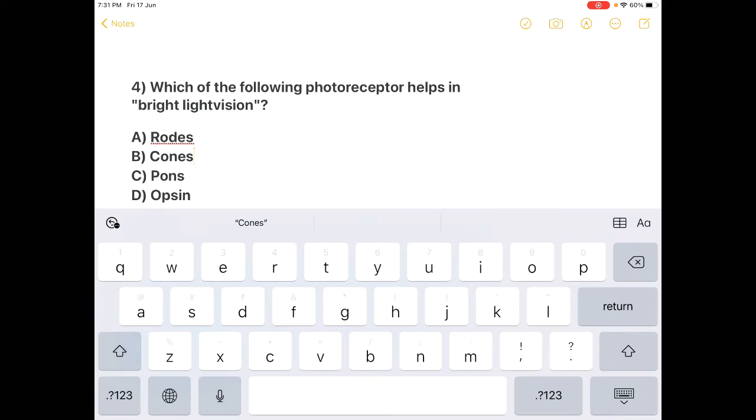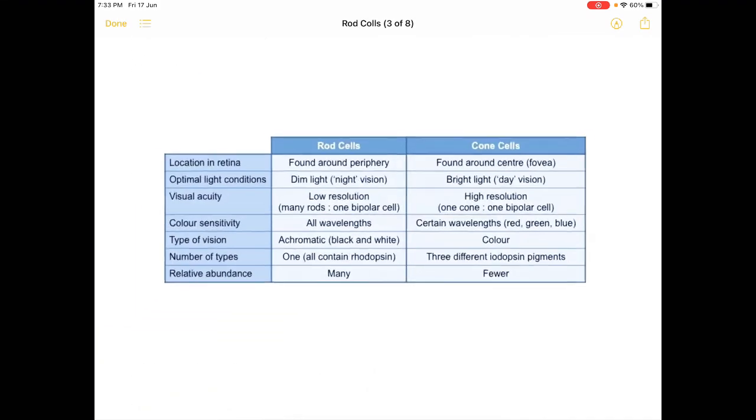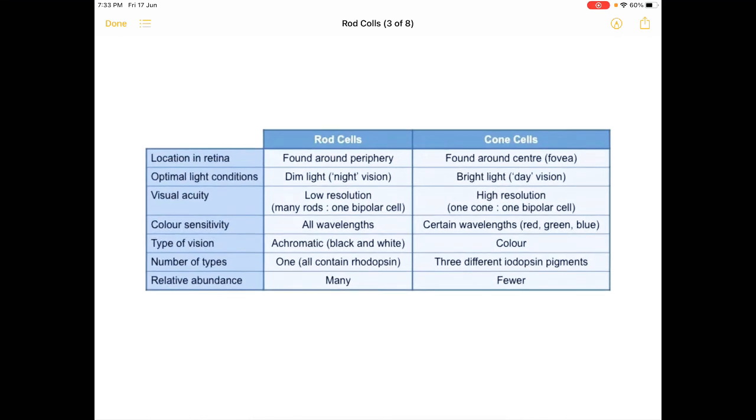cones. Cones help in bright light vision. Rods help in dim light, whereas cones help in bright light and also help in color discrimination. Rod cells are located in the retina around the periphery, whereas the cones are in the center, that is at the fovea. The optimal light condition for rods is dim light. Rods help in dim light, night vision, whereas cones help in bright light, that is day vision. Visual acuity is low resolution for rods and high resolution for cones.